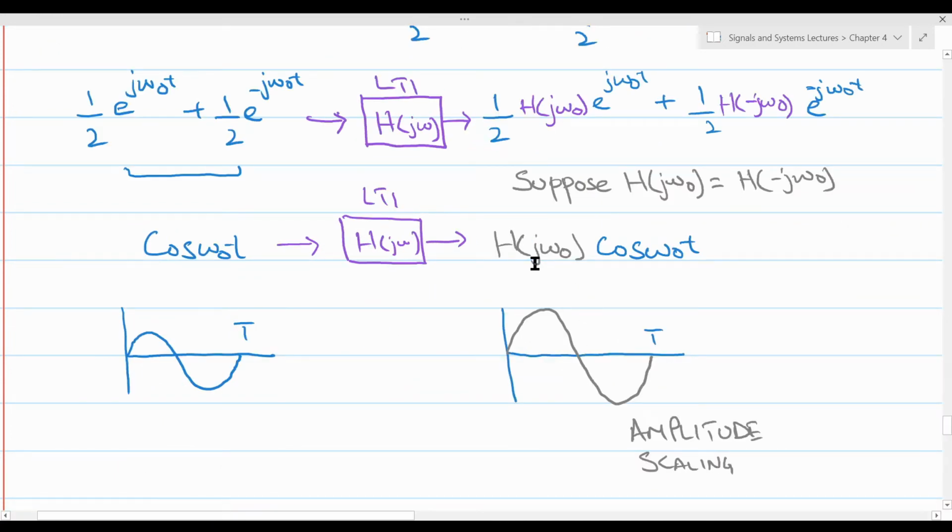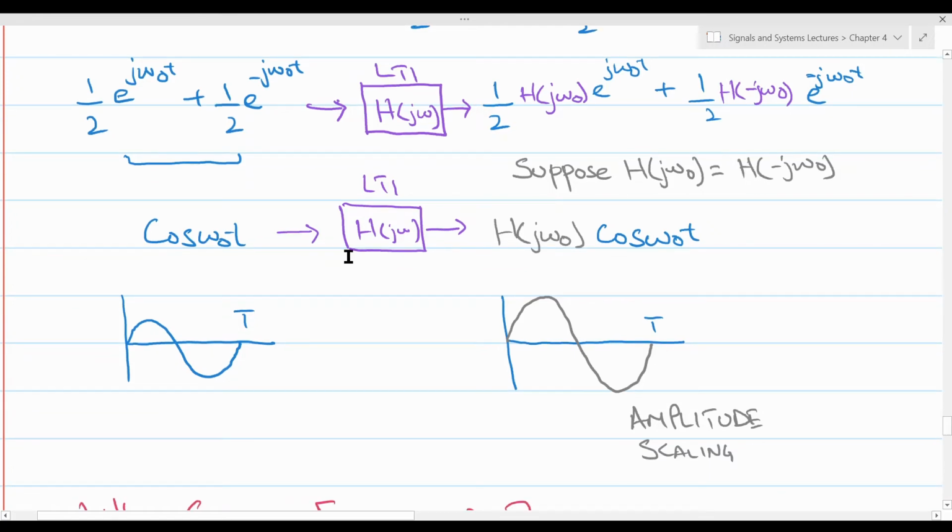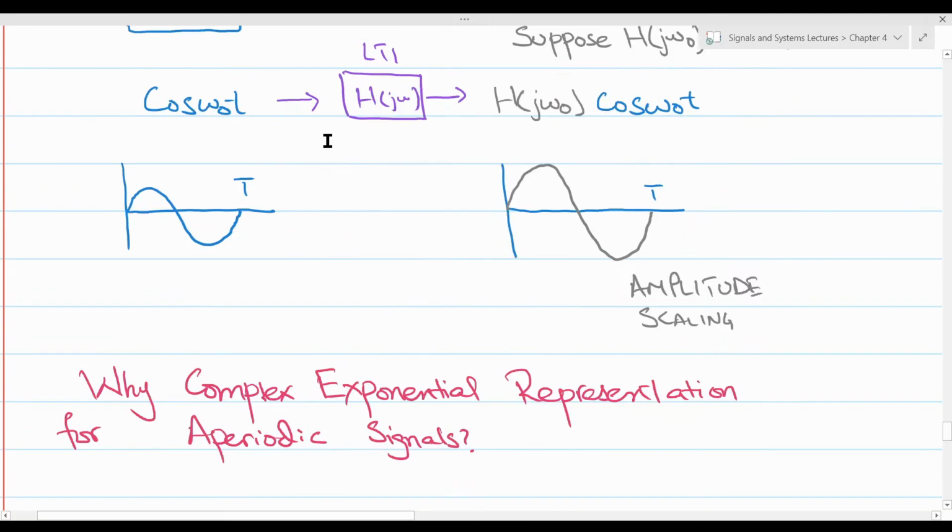And if H of j omega naught is a real number, then it's simply the amplitude scaling. However, if H of j omega naught is a complex number, then we can have amplitude scaling as well as phase shifting of this sinusoidal signal. However, the frequency of that sinusoidal signal will remain unchanged. So the representation of periodic signals with the complex exponentials makes a lot of sense, because the complex exponential signals are periodic also. But why are we bothering about the complex exponential representation for the aperiodic signals?